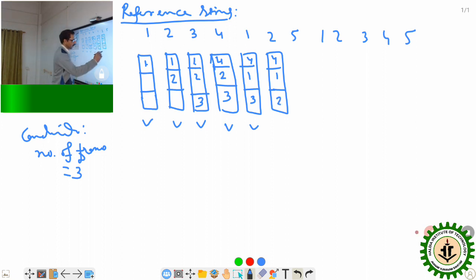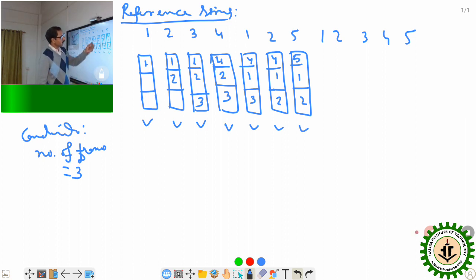Now again a page fault occurs. So next 5, you can move accordingly. So 4 is the oldest one. Replace 4 by the new page reference 5 and 1, 2. So again a page fault occurs.